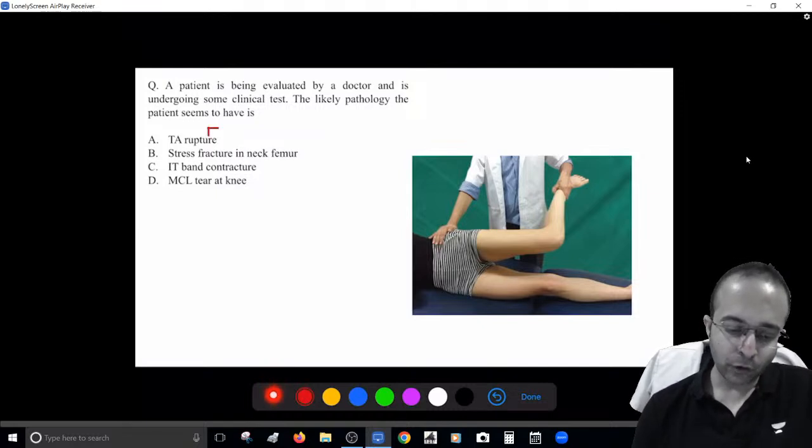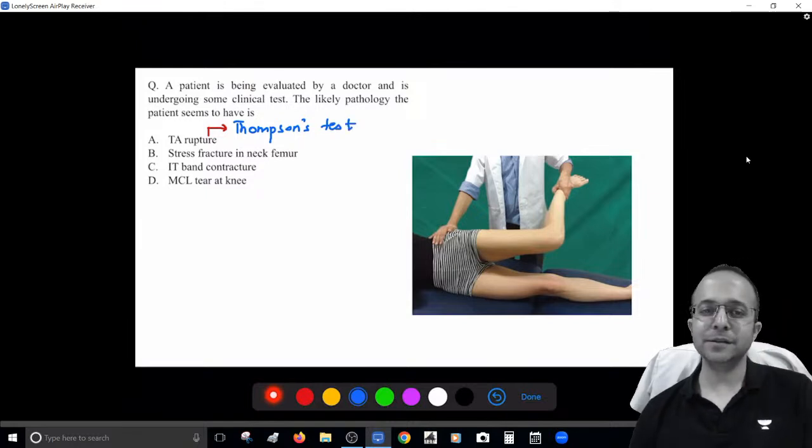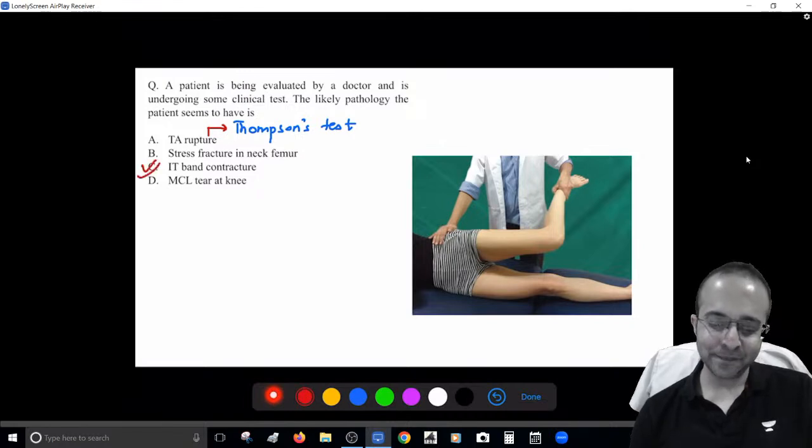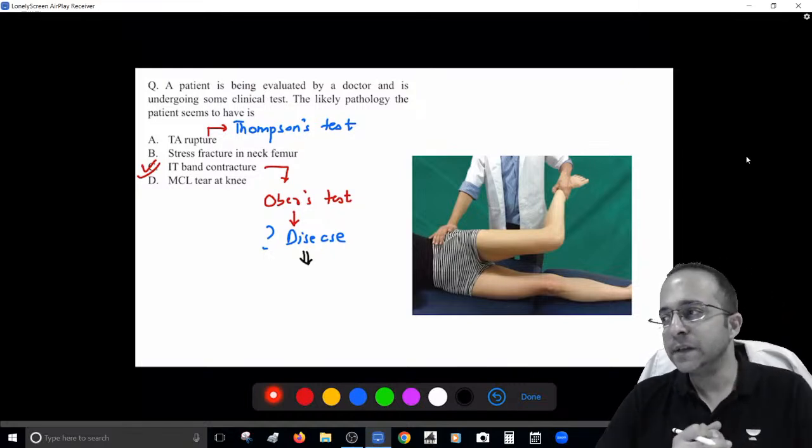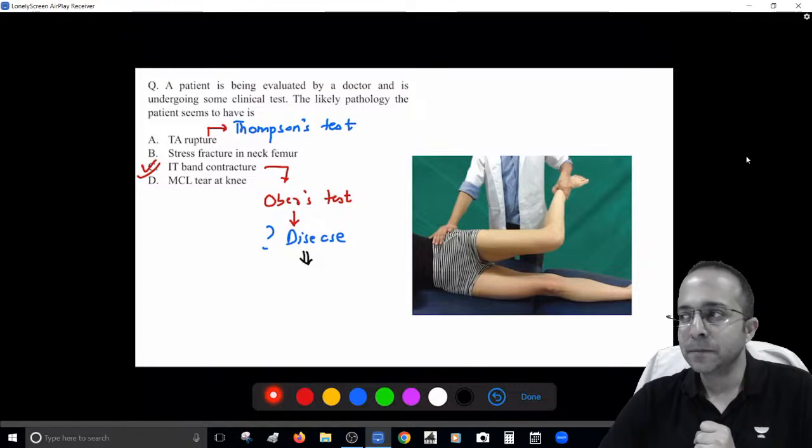Well, for TA rupture, the clinical test that we perform is called Thompson's test, and that's a pretty different test. So this is certainly not TA rupture. The answer here is IT band. You are absolutely right. This is Ober's test, and you are examining for iliotibial band contracture. But can anyone help me out with the disease? What would be the likely disease if someone turns up with iliotibial band contracture?